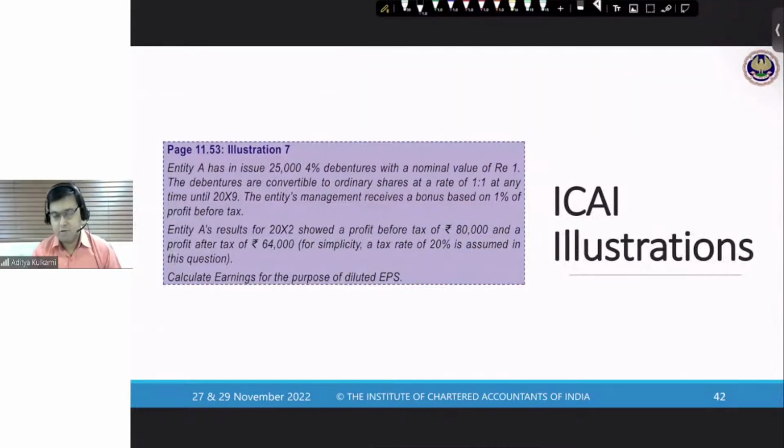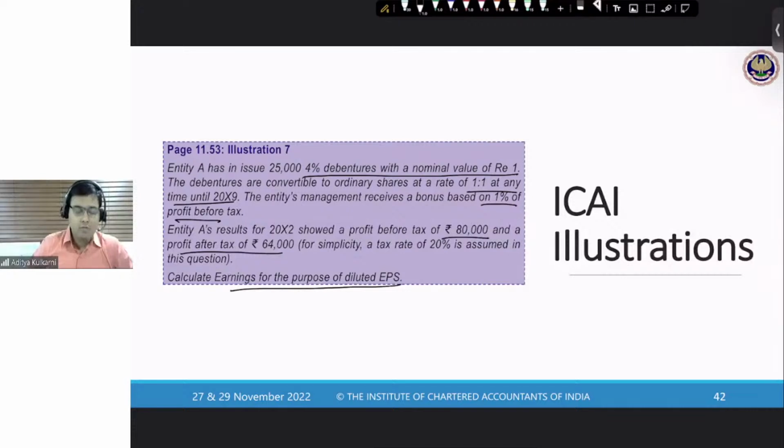Okay, just go through this question. Entity A has in issue 25,000 4% debentures with a nominal value of ₹1. Nominal value means face value. The debentures are convertible to ordinary shares at a rate of 1:1 at any time until 20x9. The management receives a bonus based on 1% of profit before tax. Entity A's results for 20x2 showed a profit before tax of 80,000, profit after tax of 64,000. A tax rate of 20% is assumed. Calculate earnings for the purpose of diluted EPS.